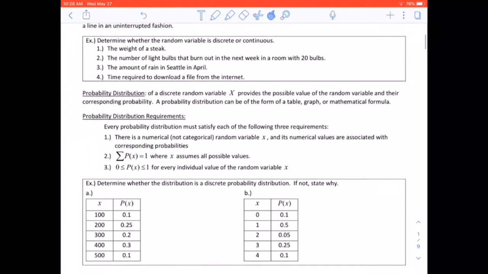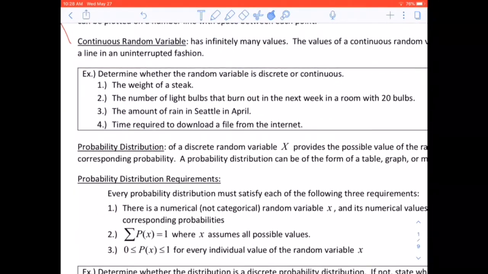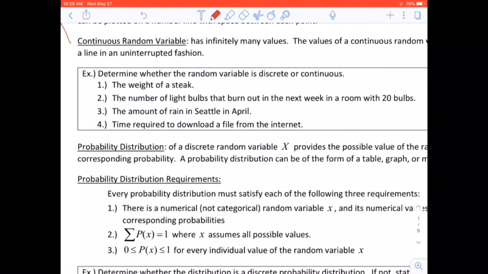So the next example says, determine whether the random variable is discrete or continuous. The first one that we have is the weight of a steak. Weight, again, is a measurement, and this is something continuous. What we said before back in Chapter 1 was that continuous meant a weight or a measurement of some type; you don't weigh exactly 12 pounds. It might be 12 point and then a continuous decimal.